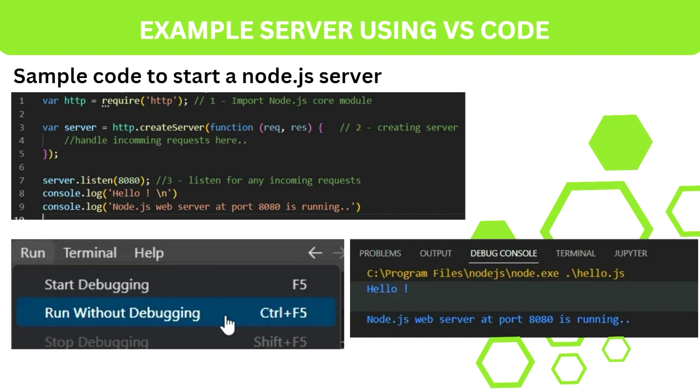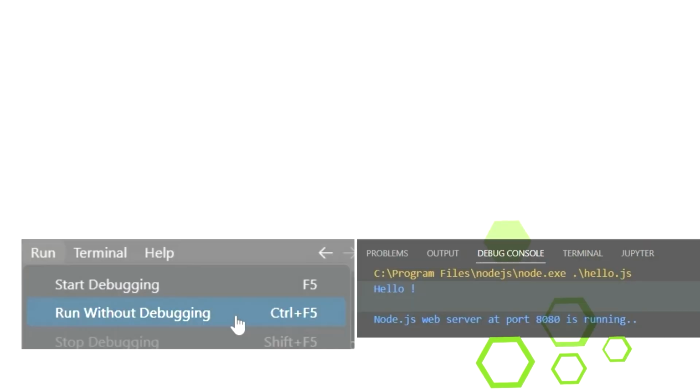In the exact next line we have console.log Node.js web server at port 8080 is running. This line logs the message Node.js web server at port 8080 is running to the console whenever the server is started up. It lets you know that the server is running and listening for incoming requests on the port 8080. This is what the code was about to start a Node.js server.